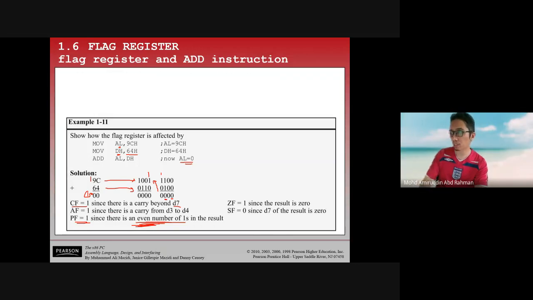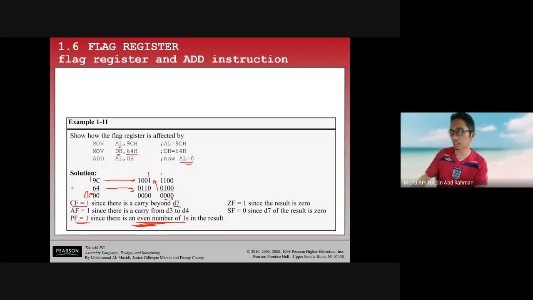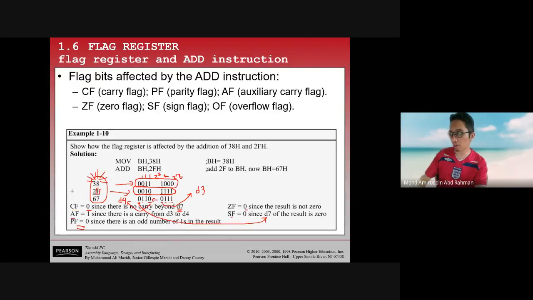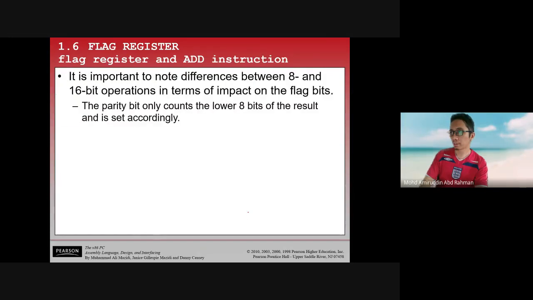Comparing back to here, this is an even number and this one is an odd number. That's why you got PF as 0 there, and here PF as 1. And ZF, of course, because the result is 0, we get ZF equal to 1. For SF, we look at D7, still 0 because the result is 0.